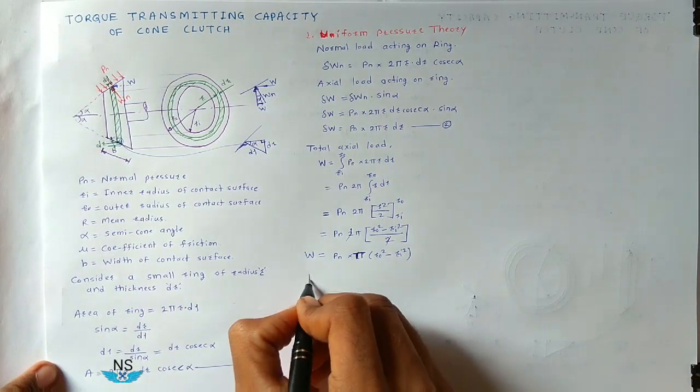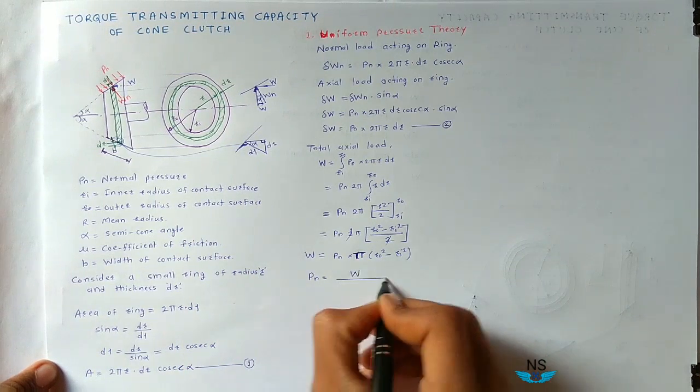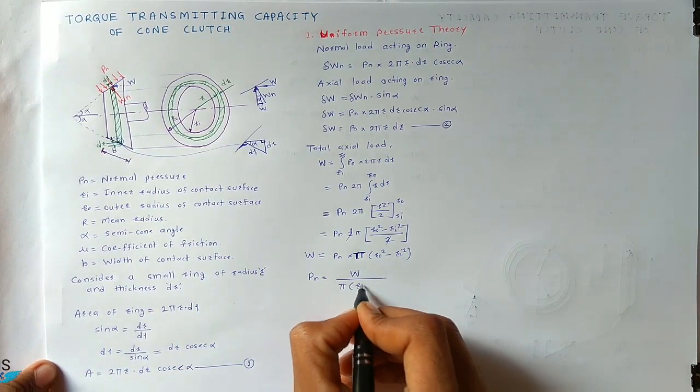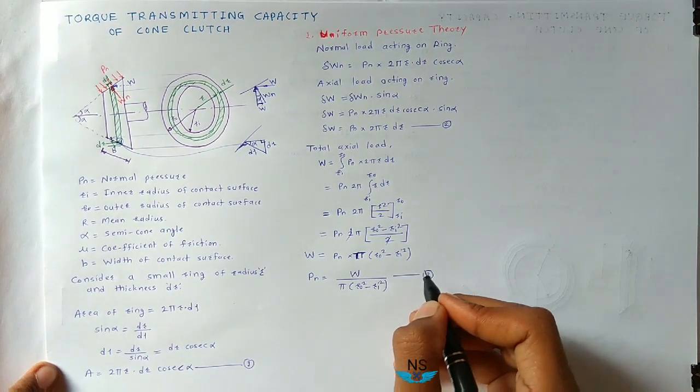Now from this, Pn is equal to, this goes to the denominator, so W divided by pi into Ro square minus Ri square. This is equation number 3.